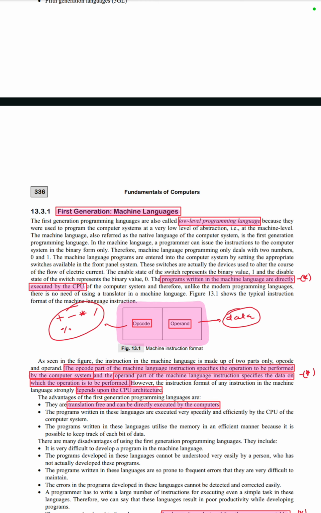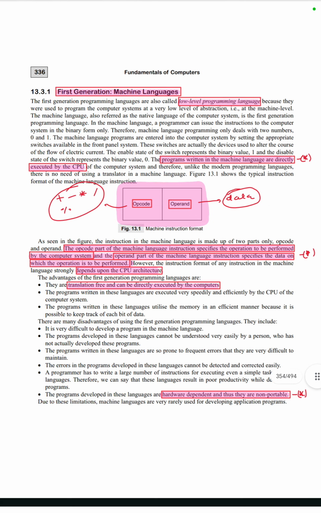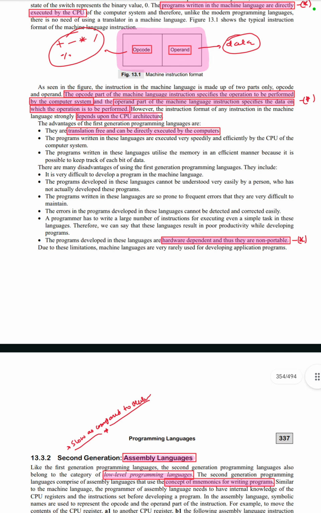However, the instruction format of any instruction in the machine language strongly depends upon the CPU architecture. An advantage of first generation programming languages: they are translation free and can be directly executed by the computers. These languages are hardware dependent and thus they are non-portable.